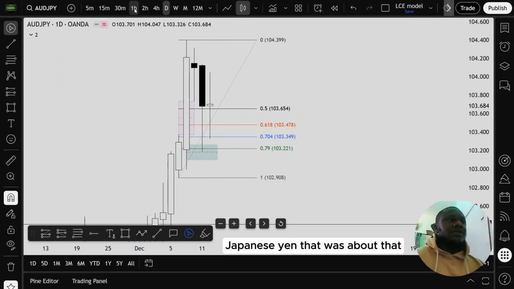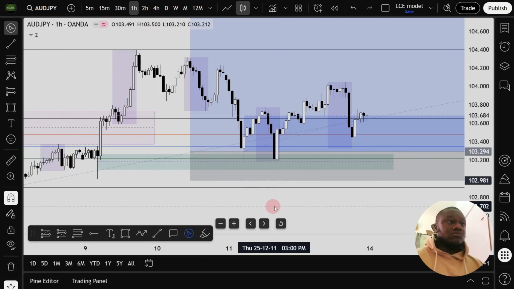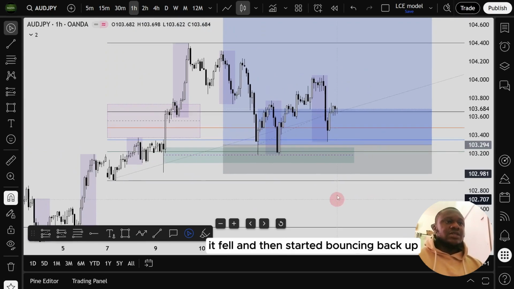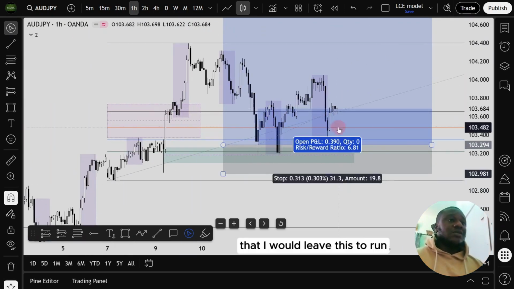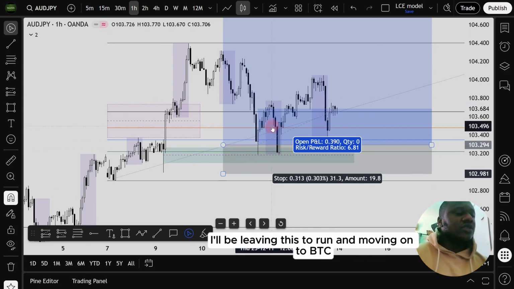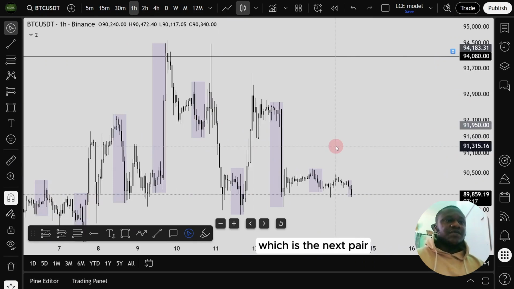So that was that on Australian dollar, Japanese yen. I'm still in the trade. It actually fell before the close of the week, and then started bouncing back up. I would leave this to run. I won't be looking for new entries on AUDJPY. I'll be leaving this to run. And moving on to BTC, which is the next pair.